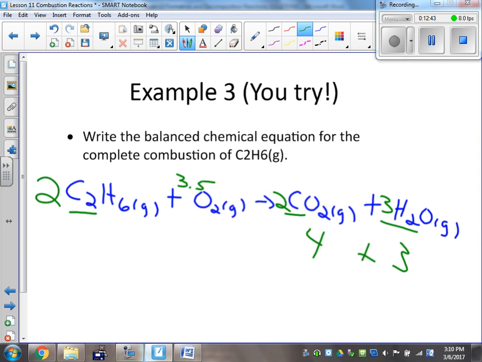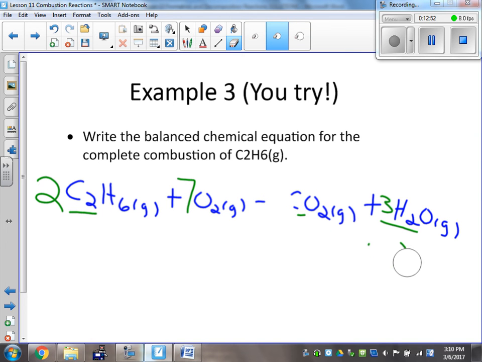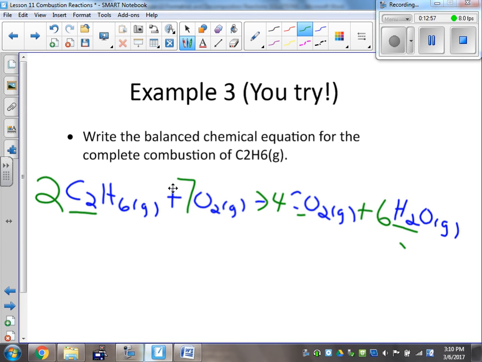Yes. 2, 7, 4, and I had a 3 there before. I'm going to put a 6 there. Good? Is everything balanced now? You know, if the first one's balanced, guys, and you double everything, it should be fine. 4 carbons, 4 carbons. 12 hydrogens, 12 hydrogens. 14, 8 and 6 is 14. Good. Okay? And that's combustion reactions.